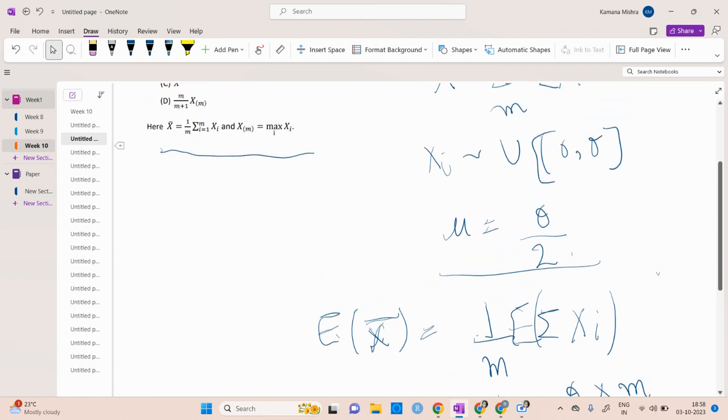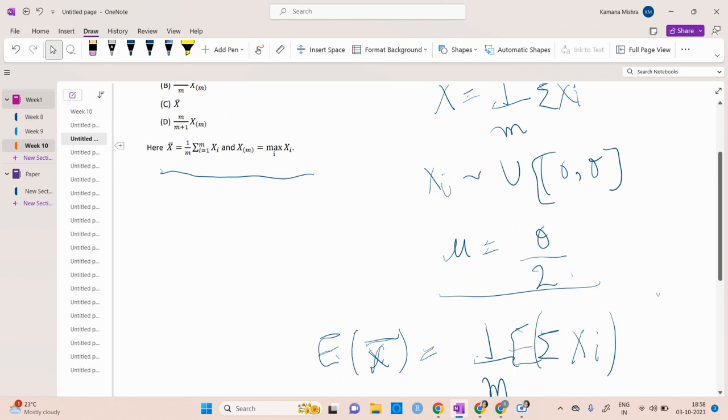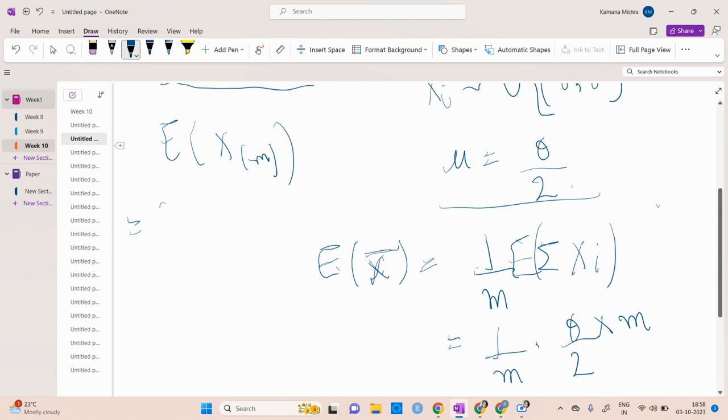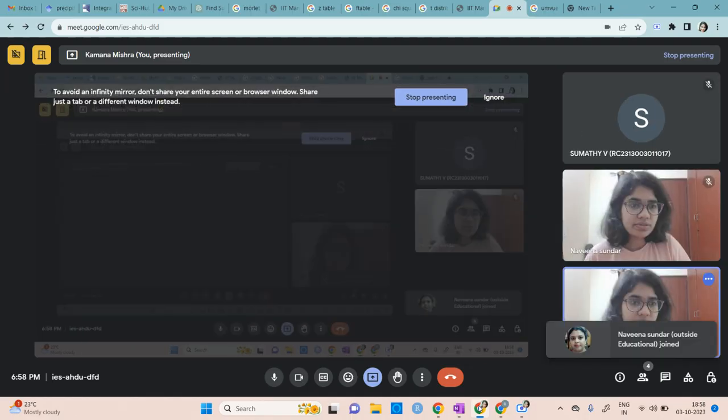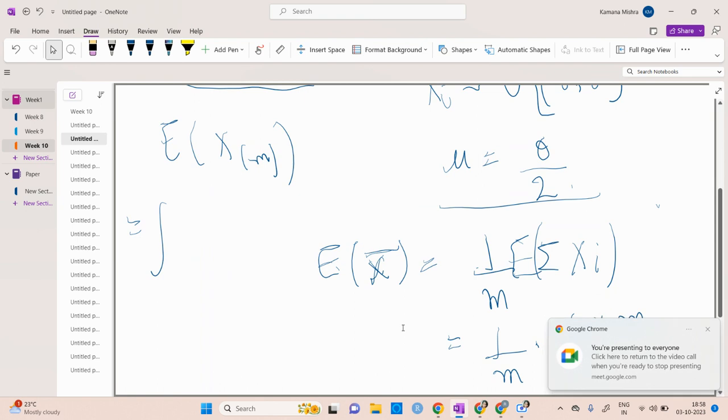Now the next one is what? Expectation of xm, right? To find the expectation of xm, we first need to find the distribution xm follows, because the expectation of xm will be nothing but it will have some limit, and then so expectation of xm will be what?